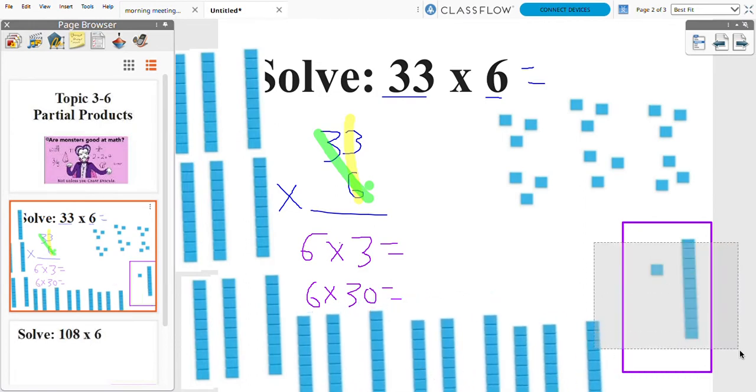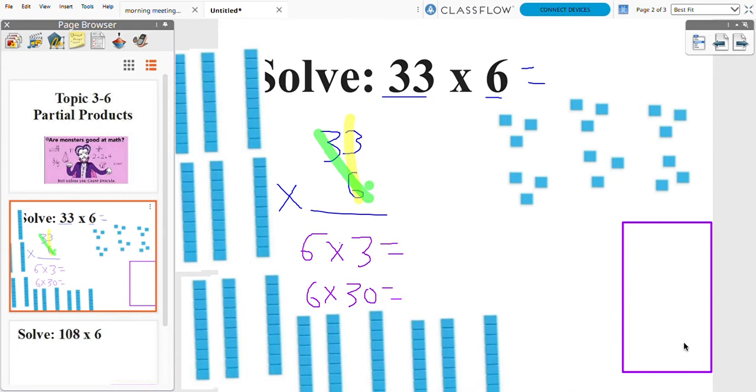Get rid of my bank here. Oh, that's not what I wanted to do. Okay, there we go. So I have 6 groups of 3 in each group up here, 1, 2, 3, 4, 5, 6, and 6 groups of 30 each. That is why this method works.